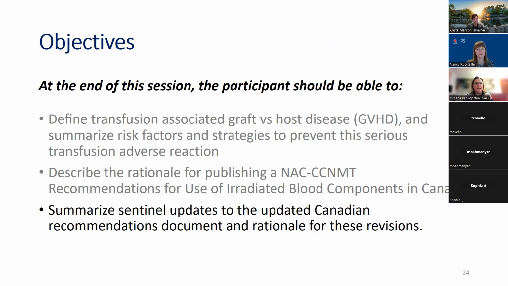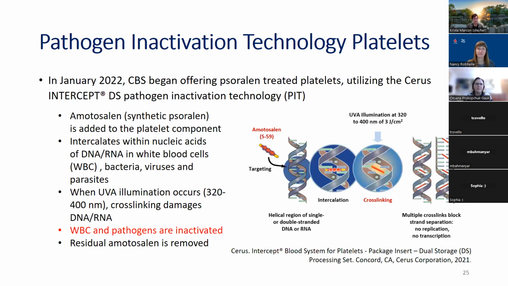So the last part of this presentation, we'll be summarizing significant updates to the recommendations document and rationale for these revisions. I'll begin with more adult-focused topics, and then Nancy will close our presentation with updates focusing on pediatric and neonatal patients. So one of the newer blood components that's available through Canadian Blood Services are psoralen-treated platelets. This psoralen treatment is a type of pathogen inactivation technology and combines not just psoralen, but use of UVA illumination that ultimately cross-links the DNA to destroy it within not just pathogens, but it also happens that it affects white blood cells in the same way.